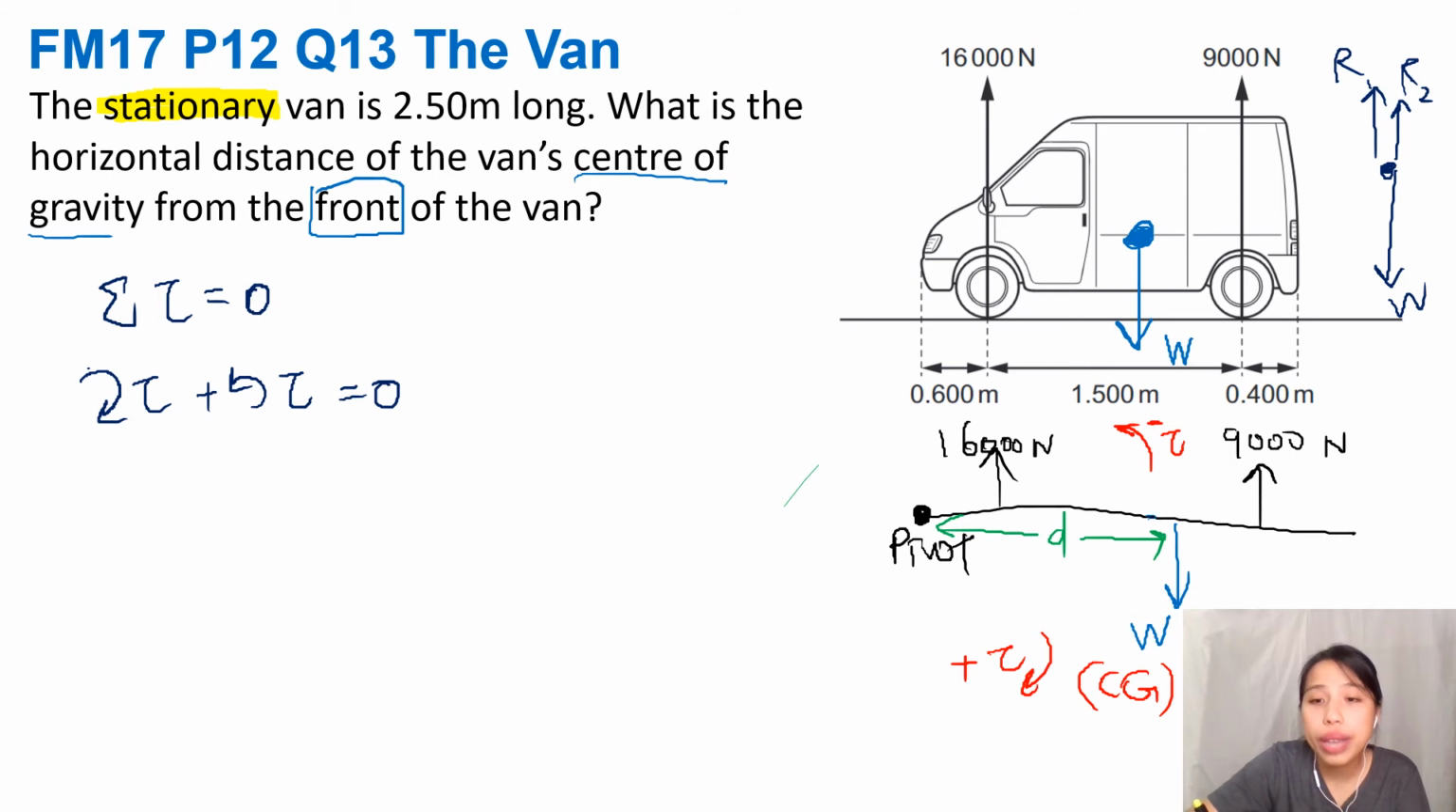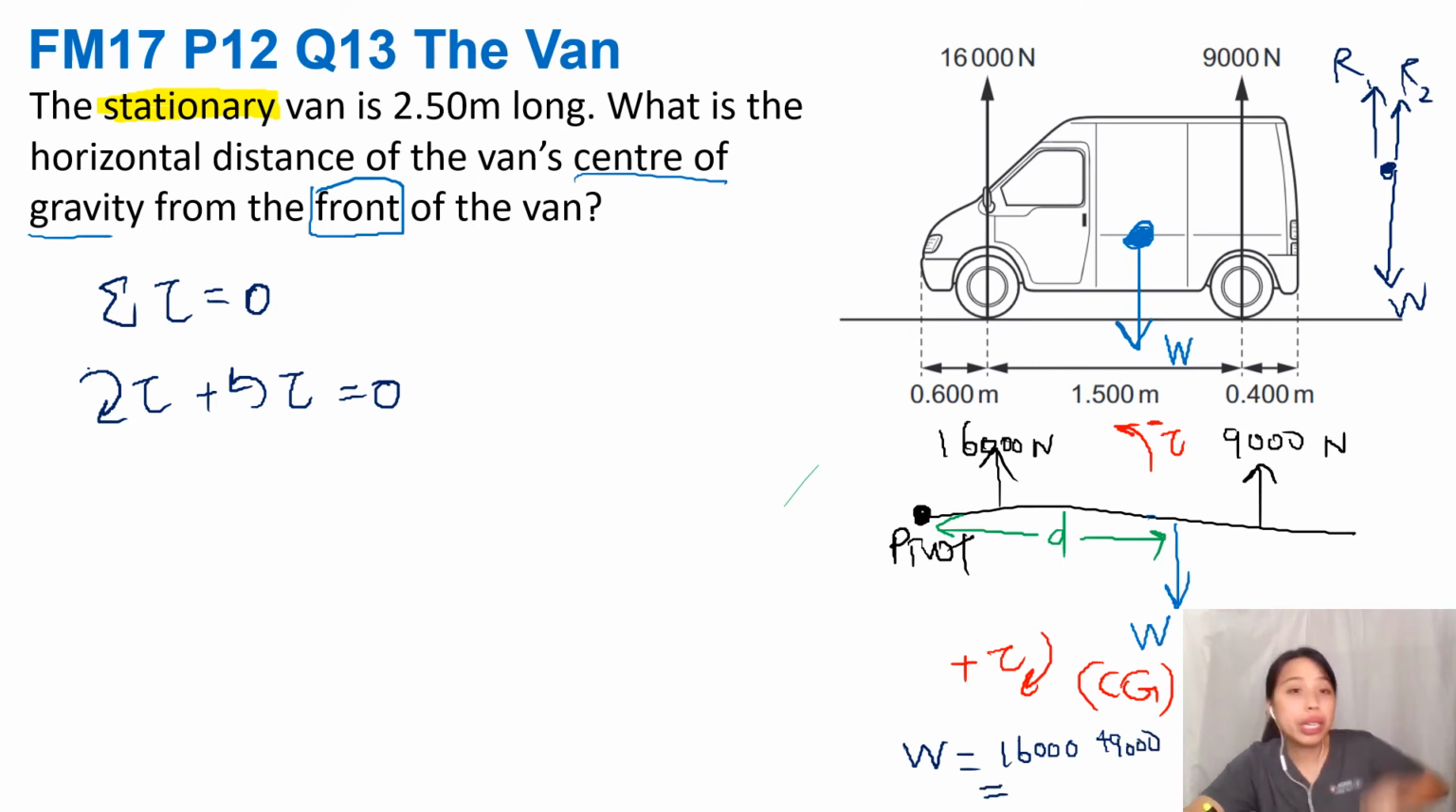Okay, so your weight, yes, you can find it. Weight is 16,000 plus 9,000 Newton, because up equals down, because your van is stationary and not floating or sinking. So let me do a quick calculation. 16,000 plus 9,000, 25 kilonewton. Woo! We got the weight. Whew, scared you for a moment. Scared me.